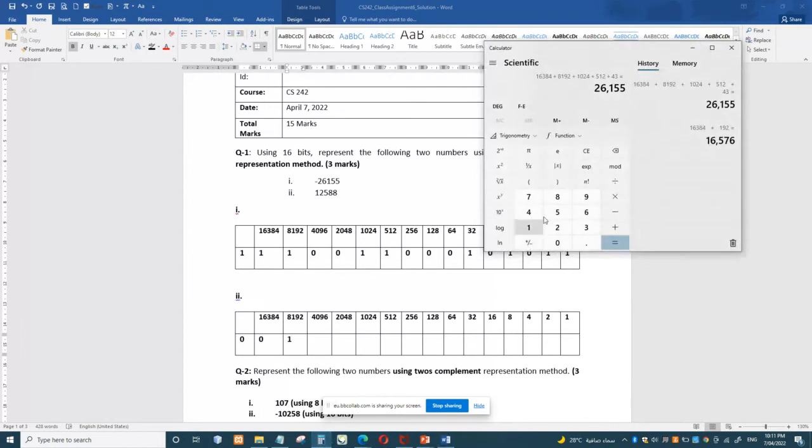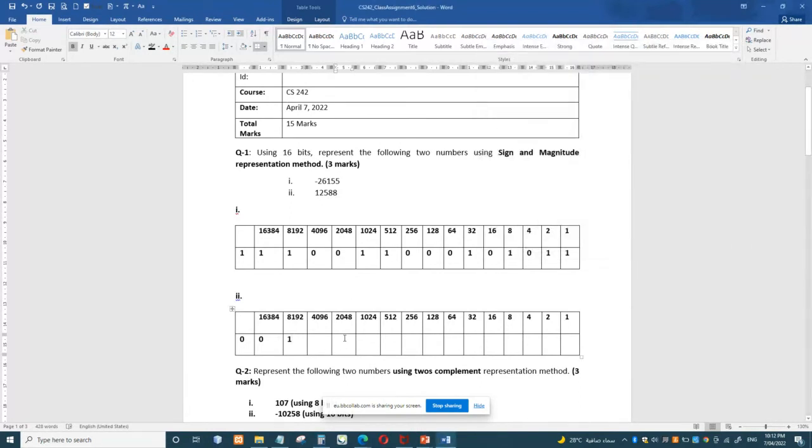So I'm opening the calculator again. And you can take 4096 also. 8192 plus 4096 is 12,288. So we are left with exactly 300. Can you see that? We need 12,588, but we have got 12,288. So we can take 2048.